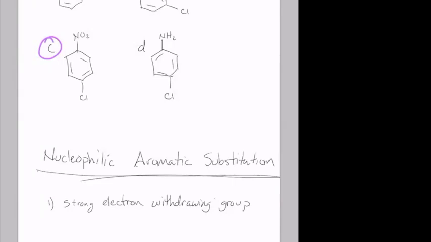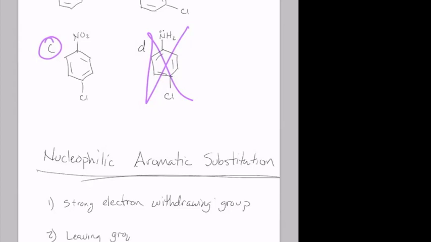Yeah, this one can't, right? Because this amine group is an electron donating group, so that's going to make that ring a really poor electrophile. Okay. The second criteria was you have to have a leaving group.